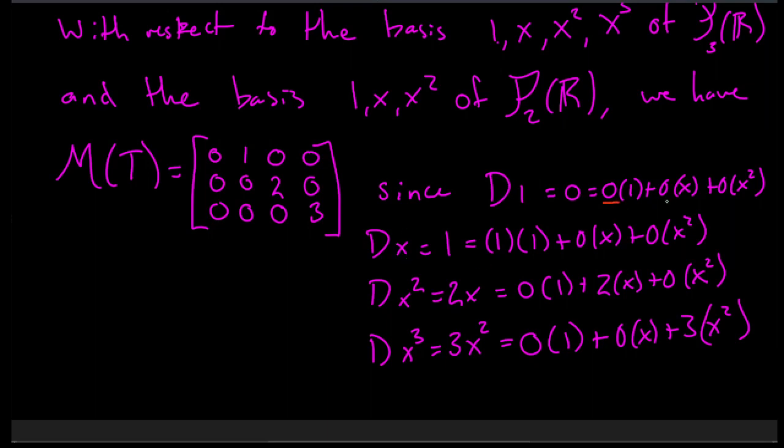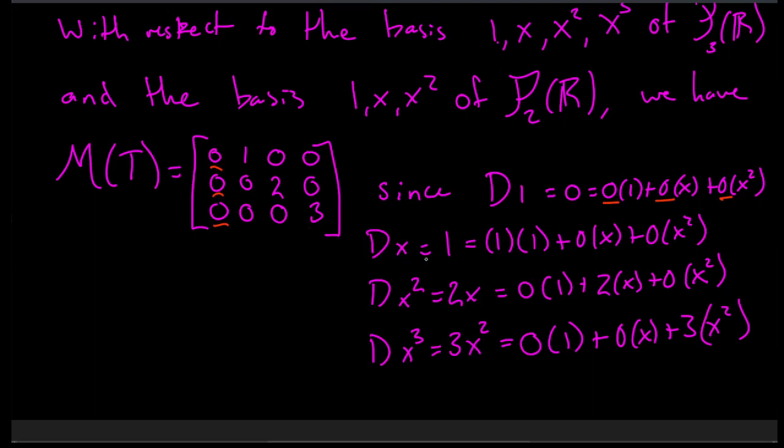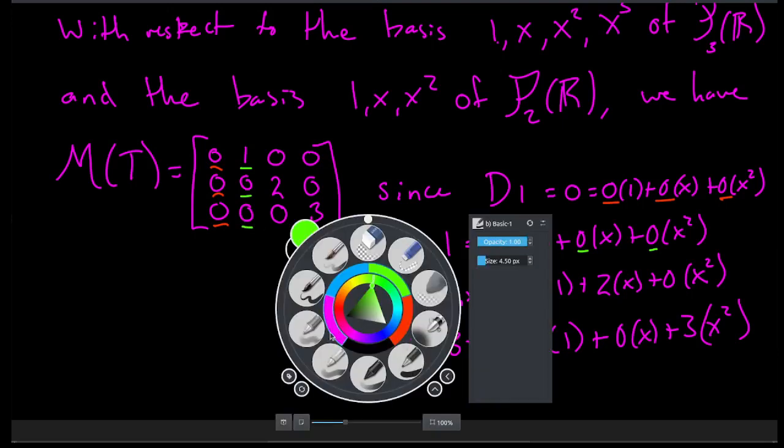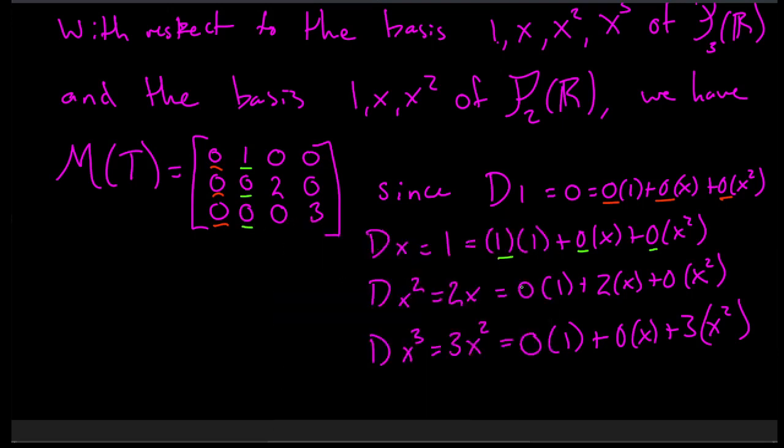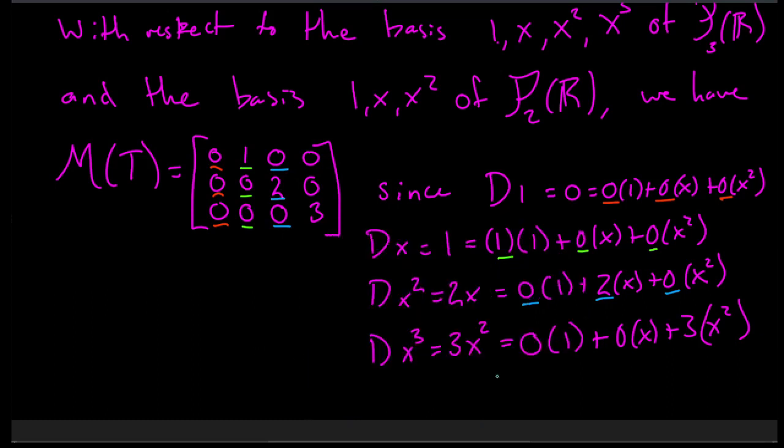So that's 0, 0, and 0, hence 0, 0, and 0. Then D of x gives 1, 0, 0, 1, 0, 0. Okay, hopefully this is feeling like it's clicking. D of x squared is 0, 2, 0, 0, 2, 0. And then finally, just to really drive this point home, when you do x cubed, you get 0, 0, 3. And so 0, 0, 3. Bada boom. Hopefully that makes some more sense.